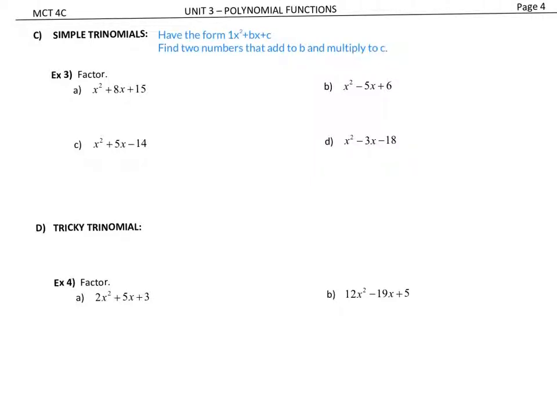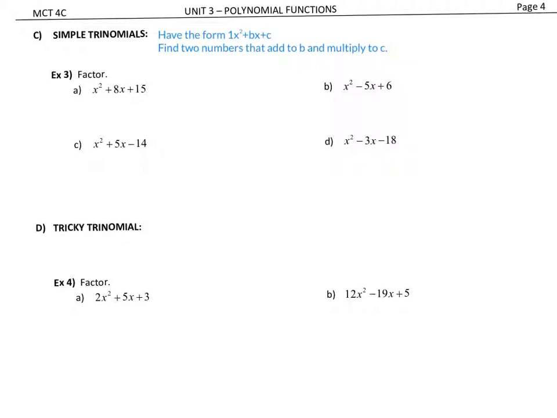Okay, we're looking at how to factor simple trinomials. These are the ones that have the form of 1x squared plus bx plus c, or just x squared plus bx plus c. There's no other coefficient in front of that x squared other than the 1, and that's what makes them simple. All we need to do is find two numbers that will add to the b term, or the coefficient of x, and multiply to the c term, or the constant term.